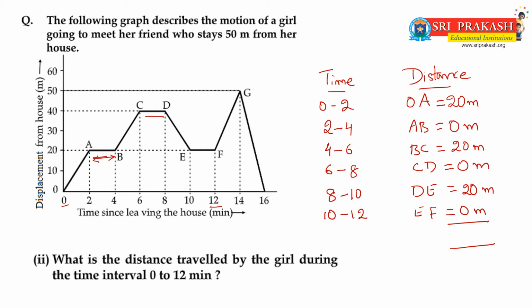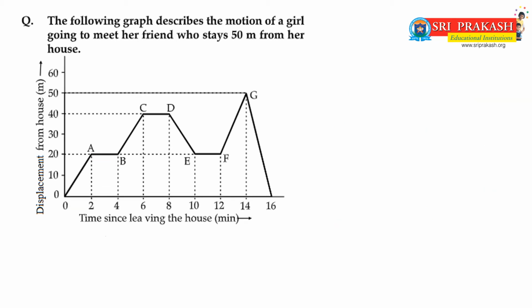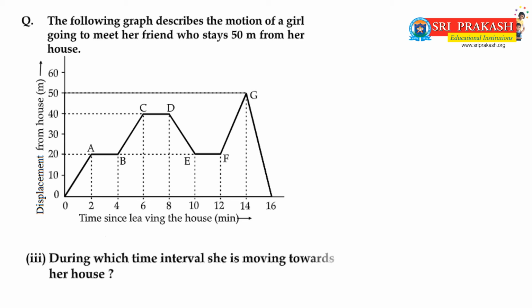When we add all these displacements or distances covered by her, it is a total of 60 meters she traveled in 12 minutes. Now the third question: during which time interval is she moving towards her house? In this question we have two different time intervals in which she is returning.